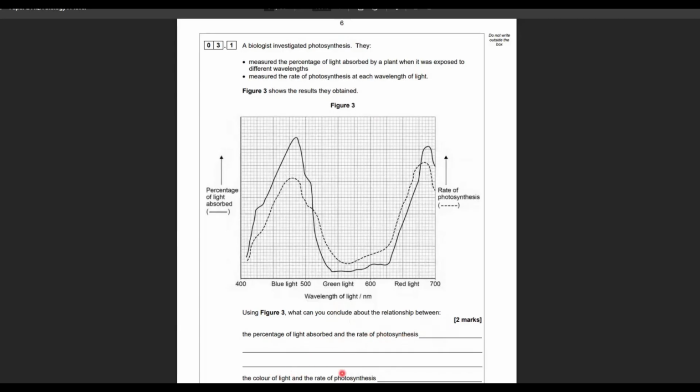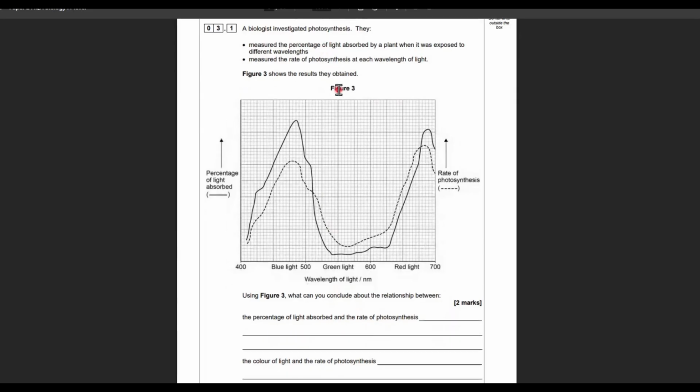The color of the light and the rate, how are they affecting each other? Why don't you pause the video, have a go at this one, and then unpause and watch the explanation. All right, I'm going to go through it. So let's have a little look.